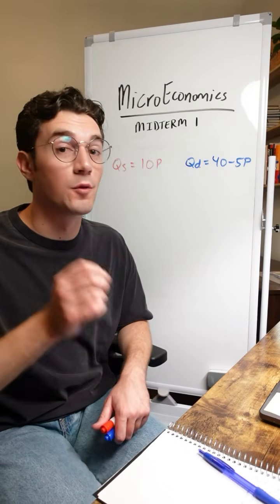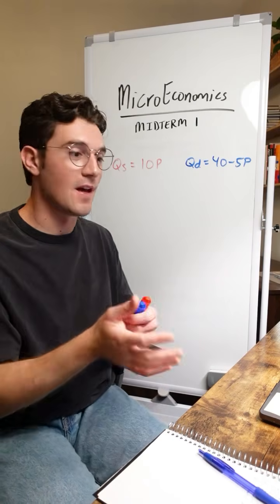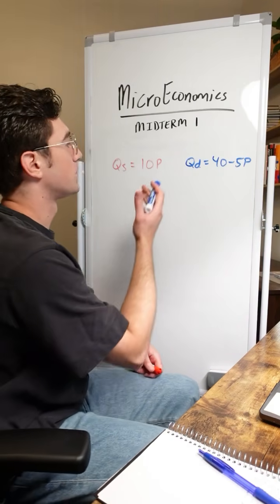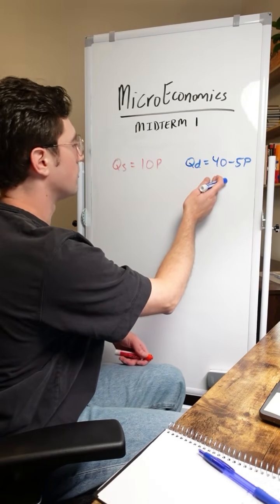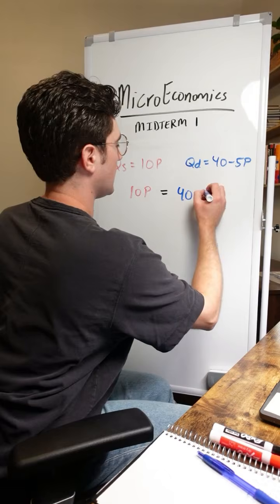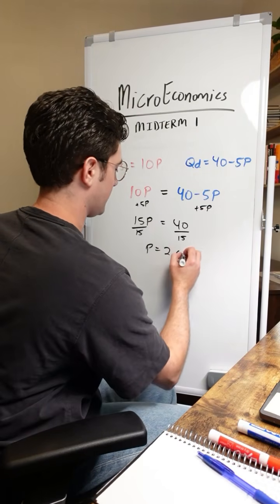And now lastly here, if you're working with equations, you just gotta set them equal to one another, solve for price, and then plug back into either one. So let's see how this works out here. I'm first gonna solve for price here by setting these equations equal to one another. 10p equals 40 minus 5p. When we solve this out here, we get this price of 2.67.